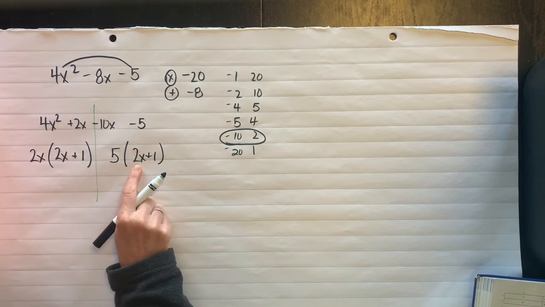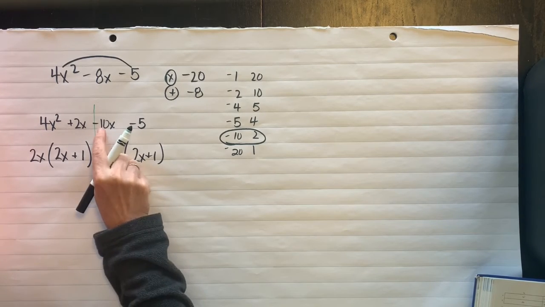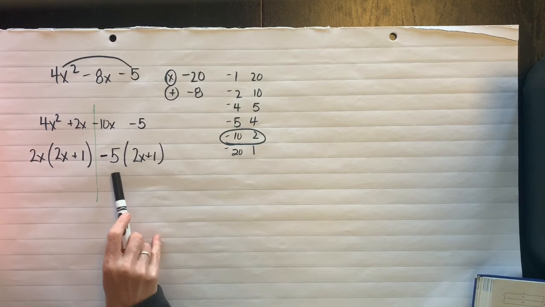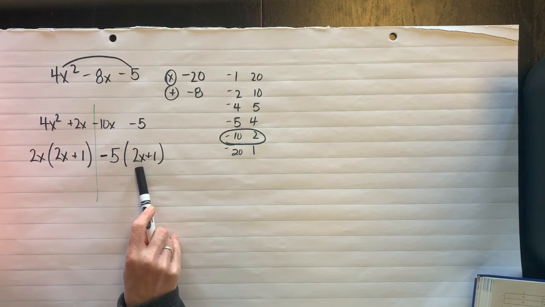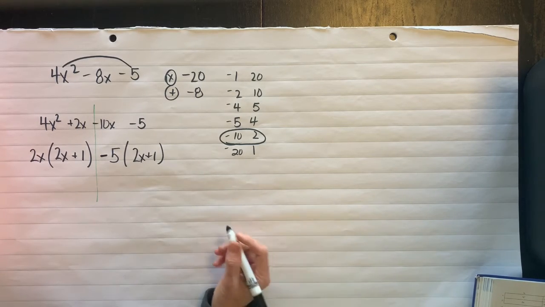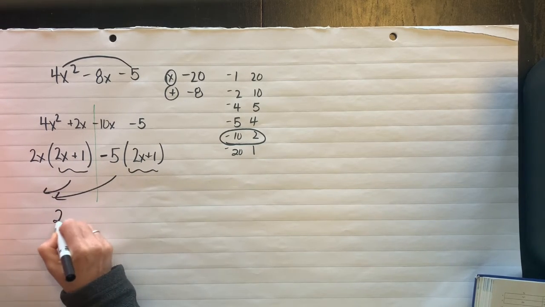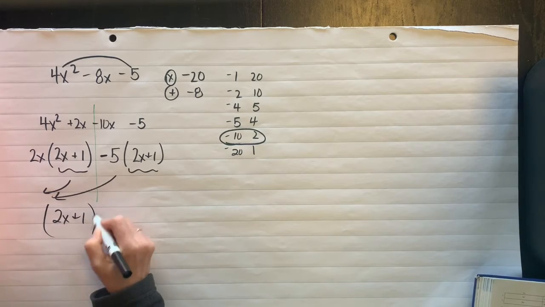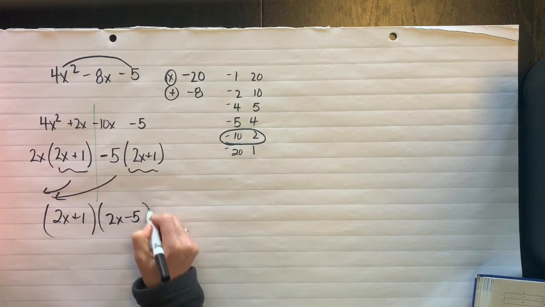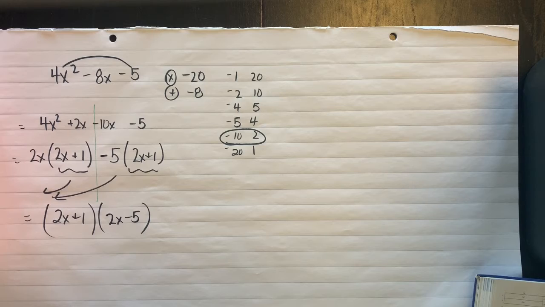So then I would say, okay, fine, I've got to have 5 times 2x equals 10x, but I don't need 10x. I need negative 10x, so I have to have negative 5 there. Let's just check, does that work? Negative 5 times 2x equals negative 10x. Negative 5 times positive 1 equals negative 5, so that's great. I now have two brackets that are the same. I can pull them out in front. I have 2x plus 1, and what do I have left over? 2x minus 5. Put in my equal signs, and I've actually factored that using decomposition.